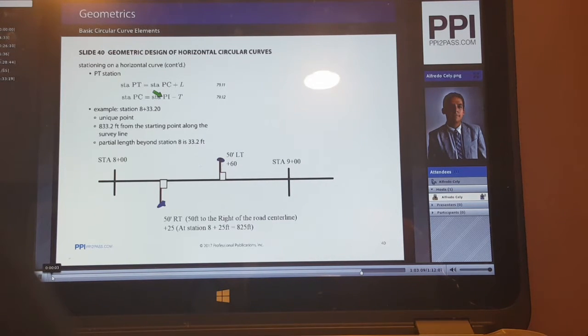Now, if you want to see a little bit more detail on how stationing is used, you can read section 78.16 of CERM. Now, the PT station is equal to the PC station plus the curve length. In other words, if the beginning point of the curve is 0 plus 00, then your PT equals the curve length. Normal curve layout follows the convention of showing increased stationing from left to right.